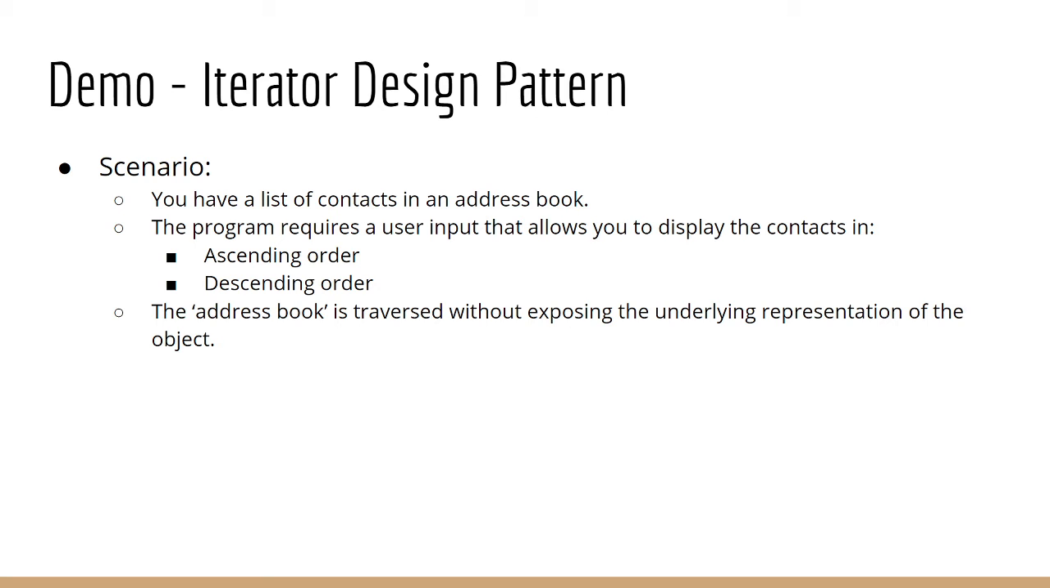Now we'll go into the demo of the iterator design pattern. So we have a scenario here where you have a list of contacts in an address book. The program requires a user input that allows you to display the contacts in either ascending order or descending order. The address book is traversed without exposing the underlying representation of the object. And we'll talk about this in further detail now.